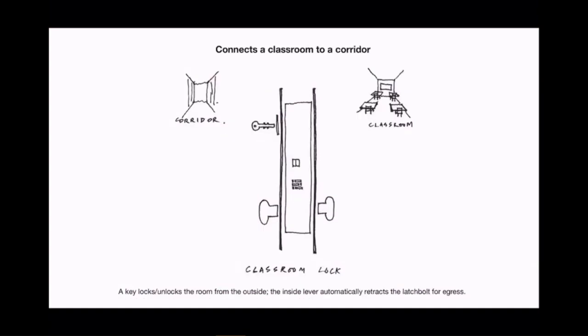All right, next one. Connecting a classroom to a corridor. So here we have the corridor on the left. We have the classroom on the right.